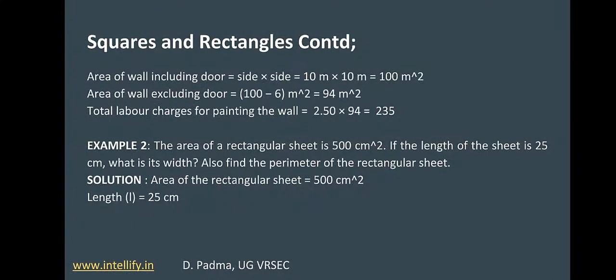So another example is, the area of a rectangular sheet is 500 centimeter square. If the length of the sheet is 25 centimeters, what is the width? Also find the perimeter of the rectangular sheet. So here they gave the area of the rectangular sheet as 500 centimeters square and the length is 25 centimeters. So we have to find the width.